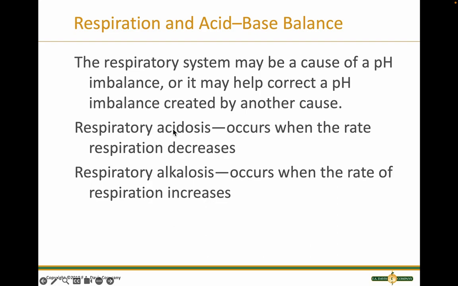Other examples are COPD or asthma, or other issues with the lung that cause what's called air trapping. We're basically holding on to CO2 that we can't get out, and because CO2 is an acid, it will make our blood acidic.